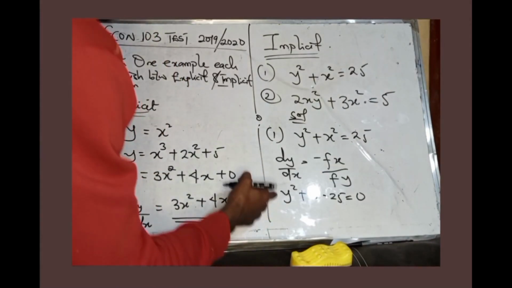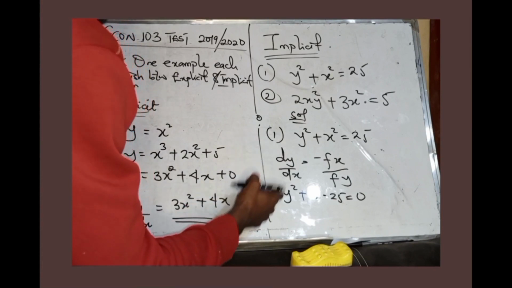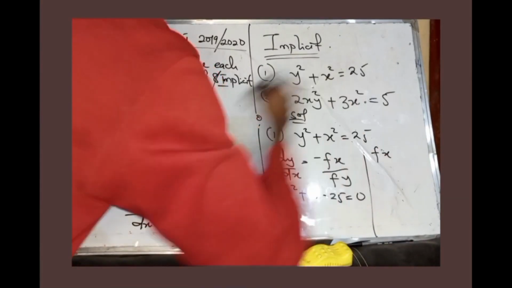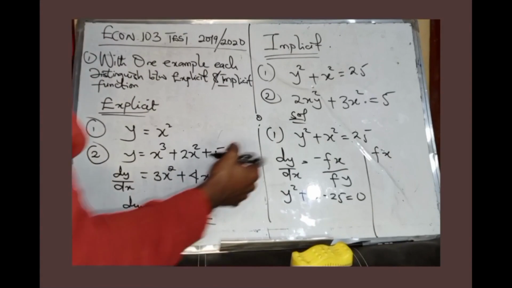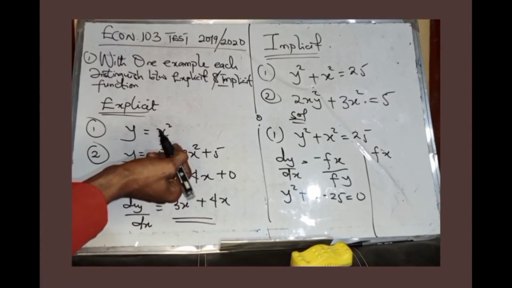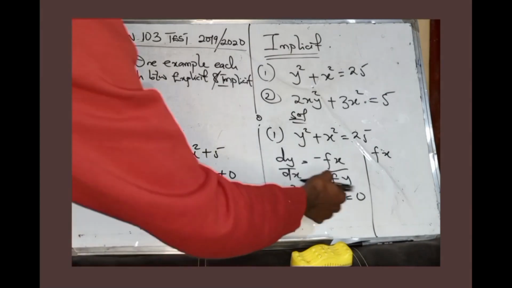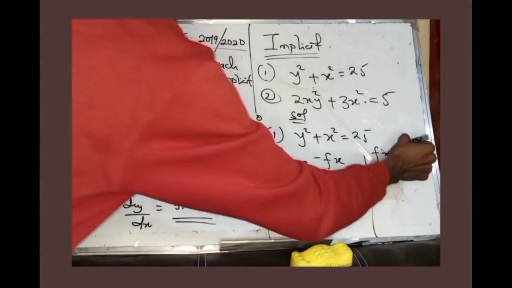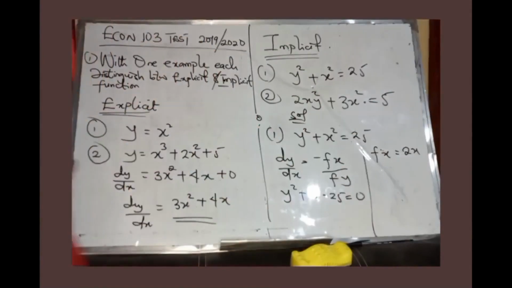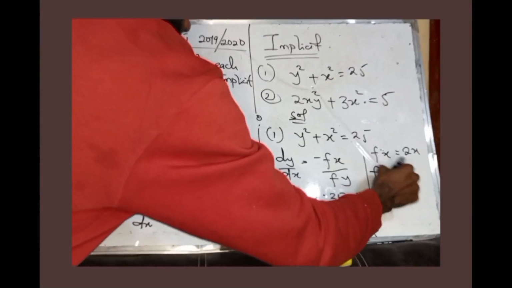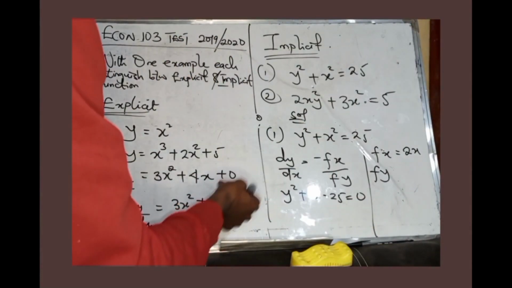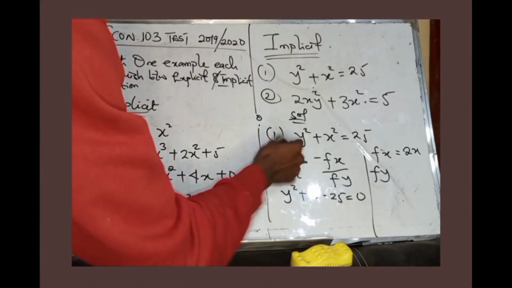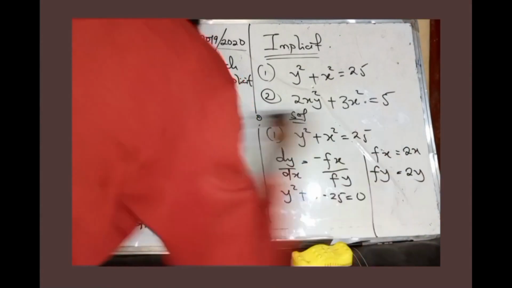Now if I'm differentiating this equation with respect to x to obtain my fx, y squared should be constant because it does not contain x, and minus 25 would be 0. So I'm differentiating only x squared, which definitely gives me 2x. Secondly, to obtain fy, differentiating with respect to y, the other two terms are 0 because they do not contain y. I have only y squared, which gives me 2y.